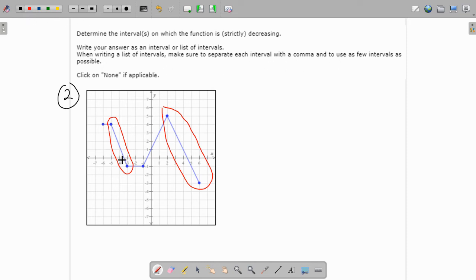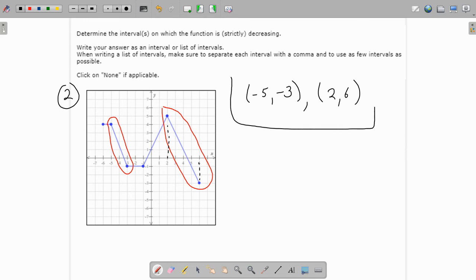It wouldn't matter really for me for a test. All right, so this looks like it's -5 to -3. So -5 to -3. And if we were using Alex, we put comma. And there's another one here. So it looks like it's 2, right? We line that up 2 with 6. So 2, comma 6. So that would be your answer.